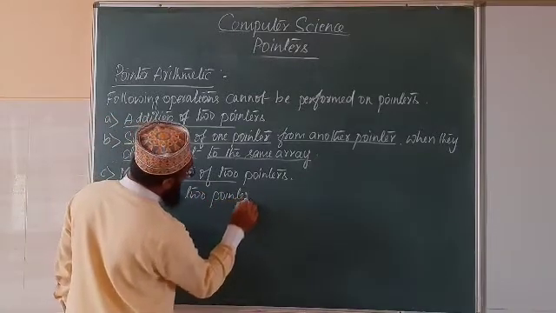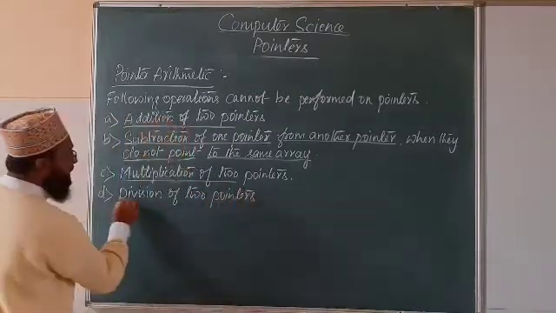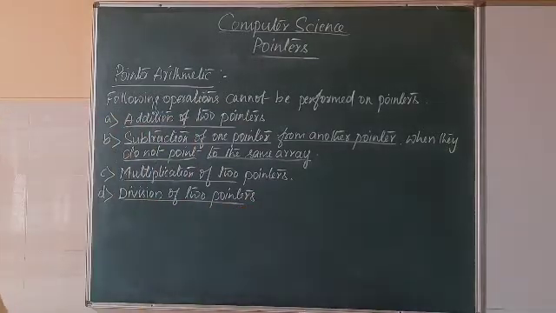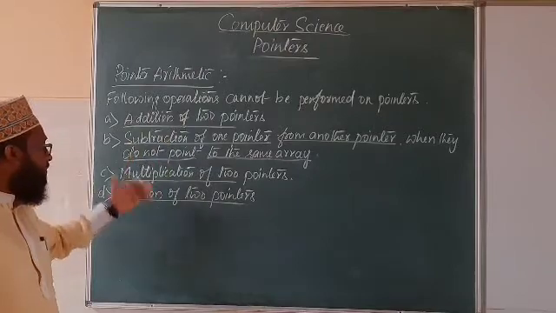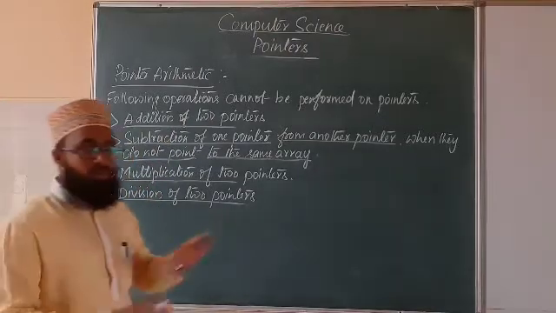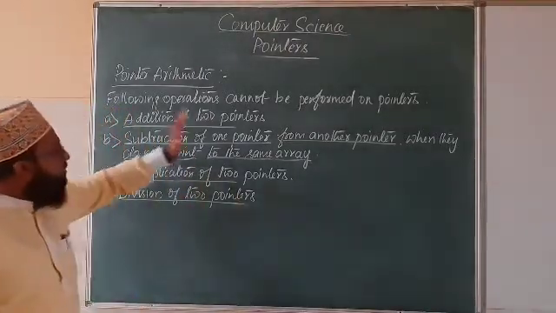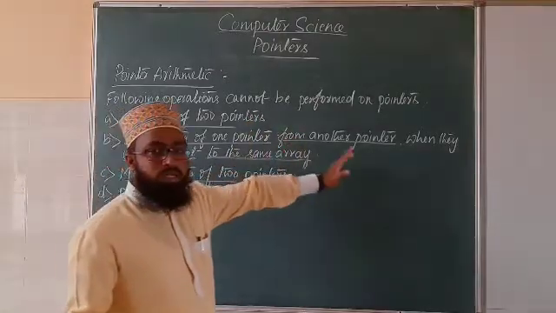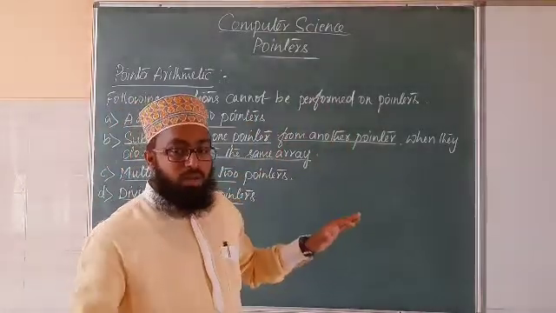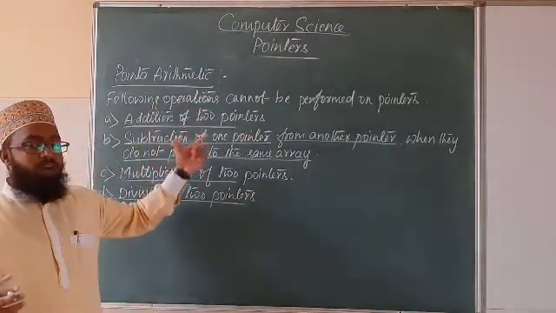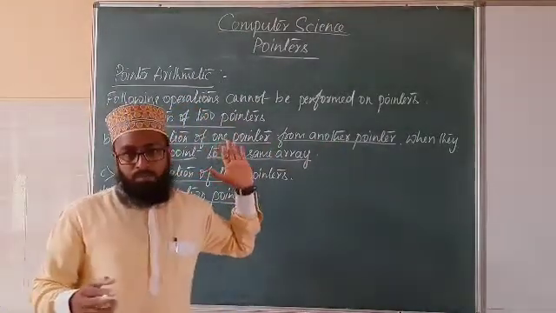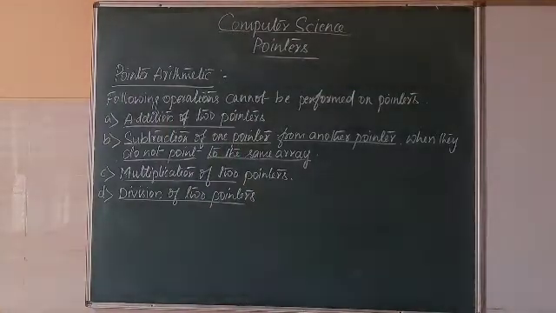Division of two pointers. These are all the things that cannot be performed. They are very easy. Addition of two pointers, multiplication of two pointers, and division of two pointers cannot be performed. And subtraction of one pointer from another pointer will not be possible when those two pointers are from different arrays. Okay, hope you have understood these things.